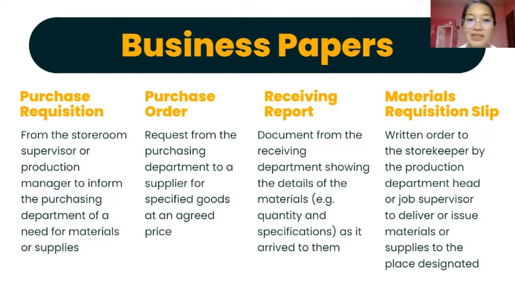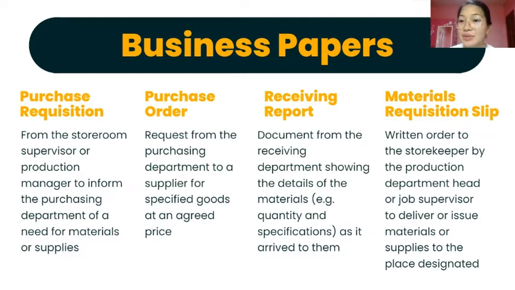And then the purchase order, so this is the request from the purchasing department to a supplier for the specified goods at an agreed price. And then a receiving report, this is a document from the receiving department showing the details of materials, so ang quantity and specification as it arrived to them. Kay basin lahi ang gi-order sa purchasing department tapos lahi ang niabot. So they need to make sure nga same sila.